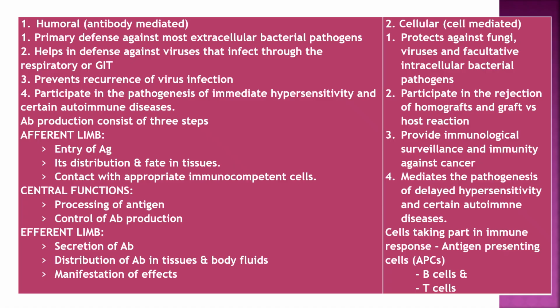Humoral antibody mediated immunity is the primary defense against most extracellular bacterial pathogens, helps in defense against viruses that infect through the respiratory or GI tract, prevents recurrence of virus infection, and participates in pathogenesis of immediate hypersensitivity and certain autoimmune diseases. Now, antibody production consists of three steps: afferent leaf, entry of antigen, its distribution and fate in tissue, contact with appropriate immunocompetent cells; central function, processing of antigen and control of antibody production; efferent leaf, secretion of antibody, distribution of antibody in tissues and body fluids, manifestation and effects.